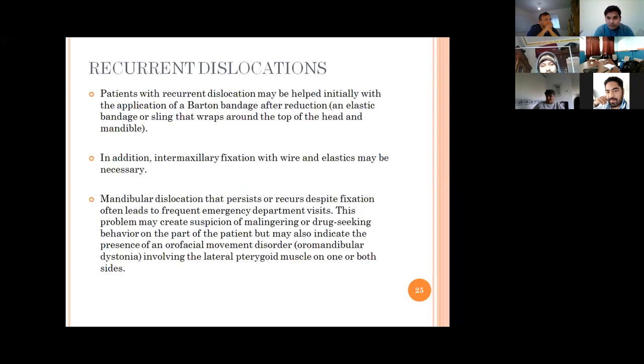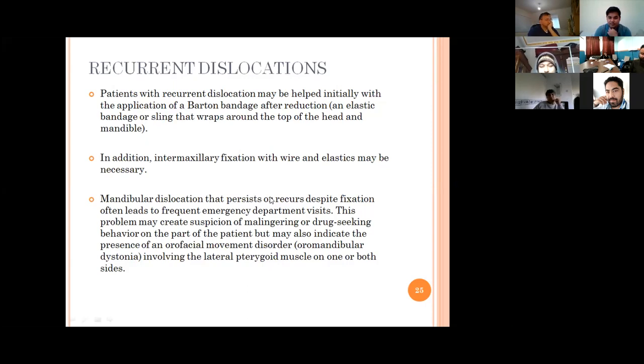Some people can have recurrent TMJ dislocation. Patients with recurrent dislocation may be helped initially with the application of a Barton bandage. I'm sorry, I forgot to put the picture of it, but I think most of you have seen it. After reduction, this is a sling that wraps around the top of the head and mandible and keeps the mandible in place. In addition, intermaxillary fixation with wire and elastics may be necessary, but we can't do that in the ED.